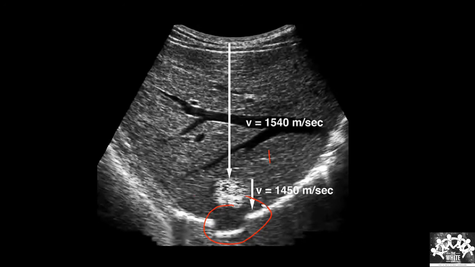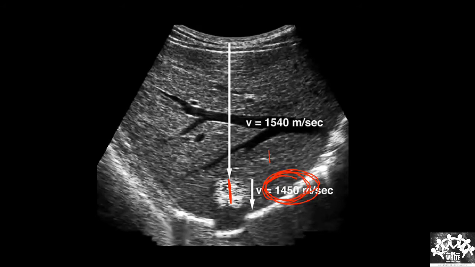Now I'll tell you one thing. Here there is a fat containing structure. It's a hemangioma. Hemangioma is the most common benign tumor of the liver. This hemangioma contains fat. Now what will happen if it contains fat? The sound traveling through this area is traveling at lesser speed.